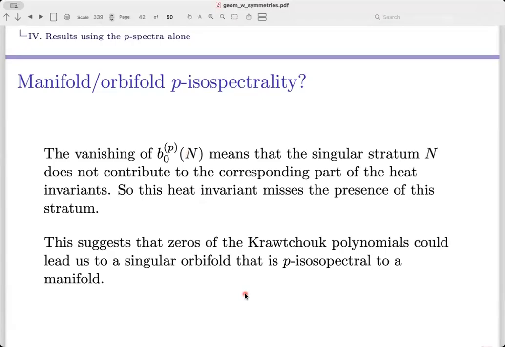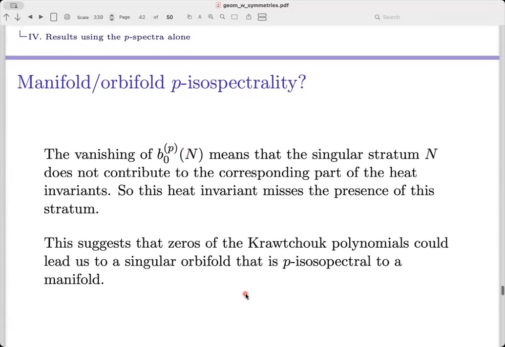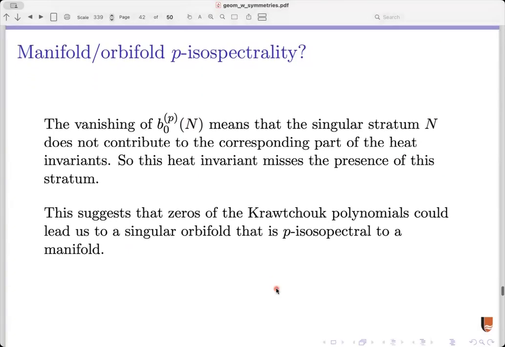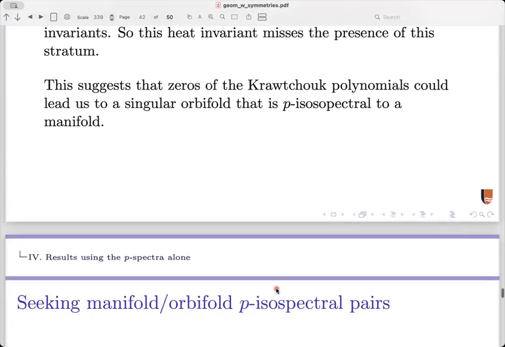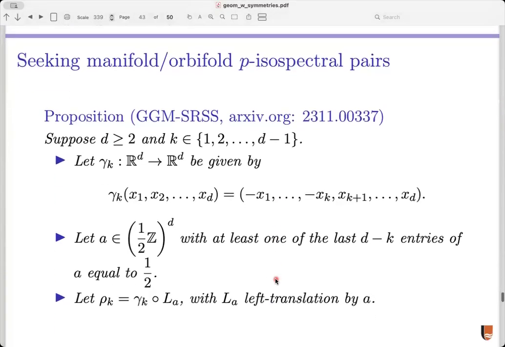This suggests, it certainly doesn't prove anything, but it suggests that the zeros of the Krawtchouk polynomials could lead us to a place where we can't detect a singular stratum. So maybe we could find a singular orbifold that's p-isospectral to a manifold in this situation. And indeed we can. So it takes some construction. But here we go. Just bear with me for a moment.